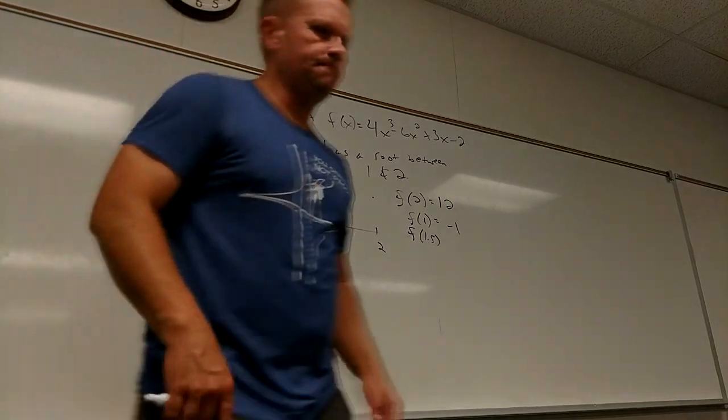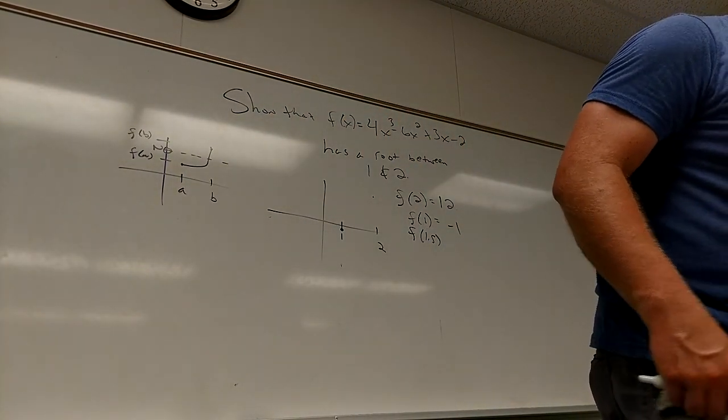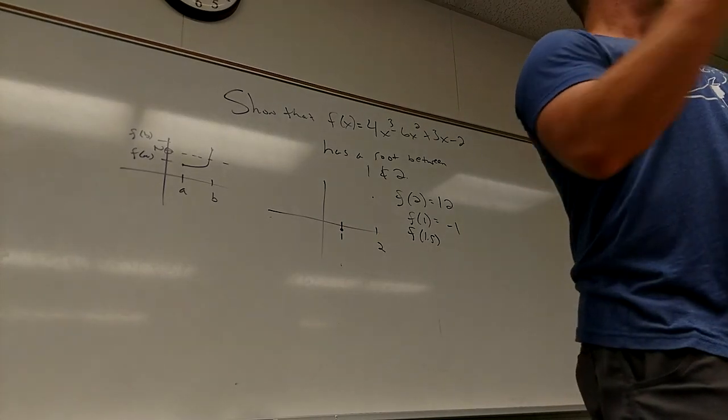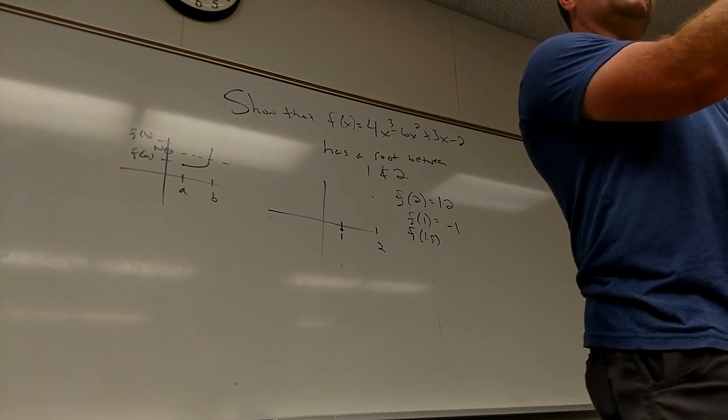All right. So that is one application of the intermediate value theorem, showing that there is a root between two things. So it gives us an area to search for it.